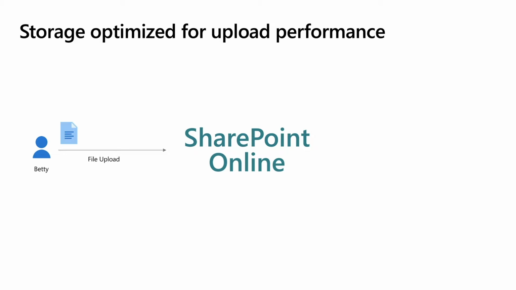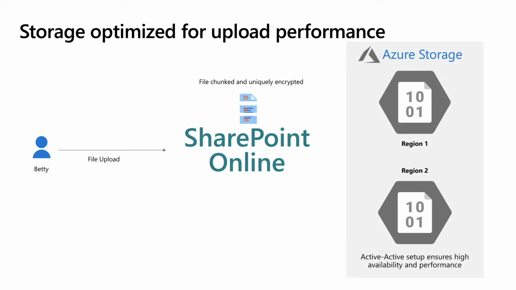So let's assume here we have Betty uploading a file to SharePoint Online. She sends the file over to SharePoint Online. The first thing we do is we actually take that file and split it into smaller chunks. Each chunk is then uniquely encrypted with a key. Now on the backend, we actually use Azure as our storage tier. We run our storage infrastructure in an active-active setup, by which I mean we're able to read and write simultaneously across 2 different Azure regions for both redundancy, availability, and performance.